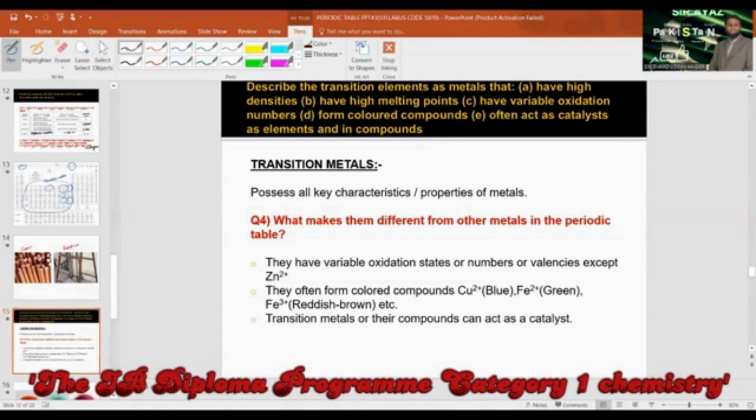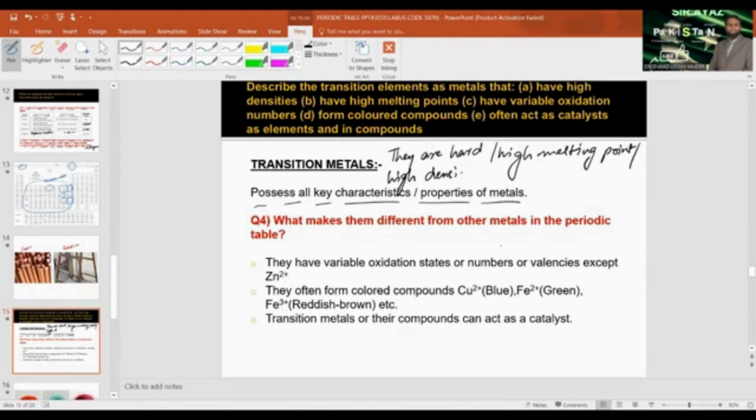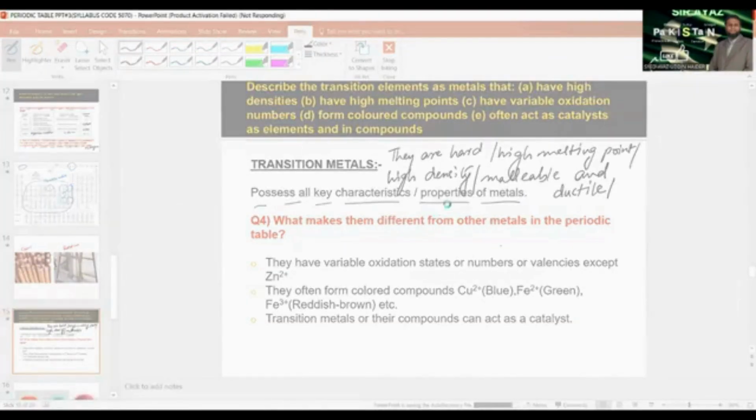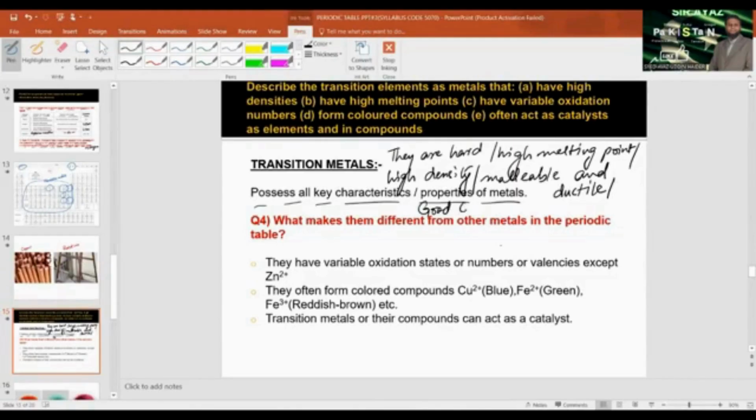Okay, now transition metals possess all the key characteristics, the properties of metals, which means they are hard, have high melting or boiling point, high density, malleable and ductile. You know, malleable means it can be changed to different shapes, and ductile. They are good conductors of heat and electricity. Good conductor of both heat and electricity.